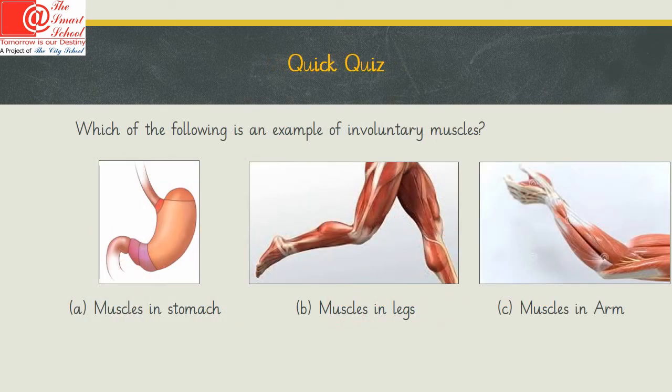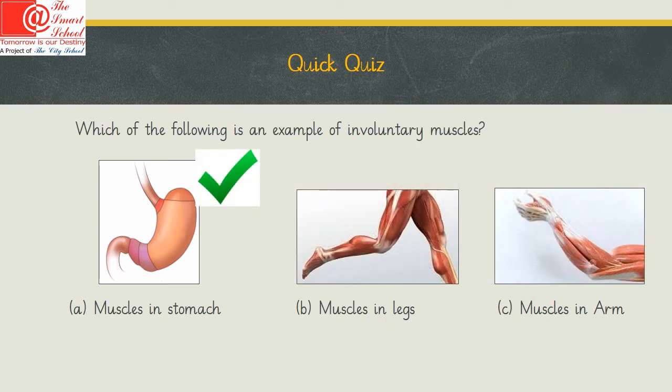Time for a quick quiz based on what we have learned so far. You have to tell which of the following is an example of involuntary muscles. In other words, which of these muscles can work under your direct control? Are these the muscles in stomach, or the muscles in legs, or the muscles in arm? The correct answer is muscles in stomach are involuntary muscles. You cannot control them as you can control the muscles in legs or in the arm.